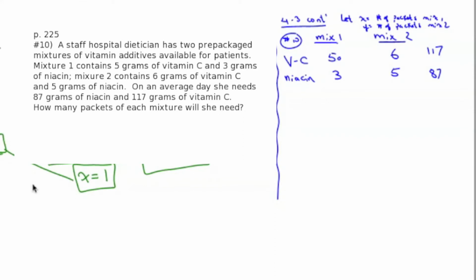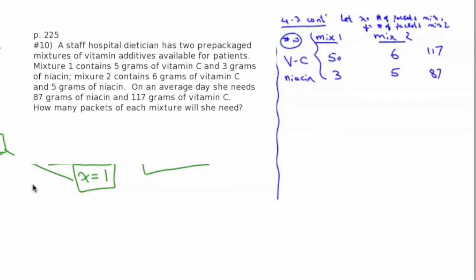So if you have 4 packets of mix 1, how many grams of vitamin C do you have? 5 times 4, you have 20. And if you have 4 packets of mix 1, how many grams of niacin do you have? 12. So if you have 4 packets of mix 2, how many vitamin C's do you have? 24. And niacin?